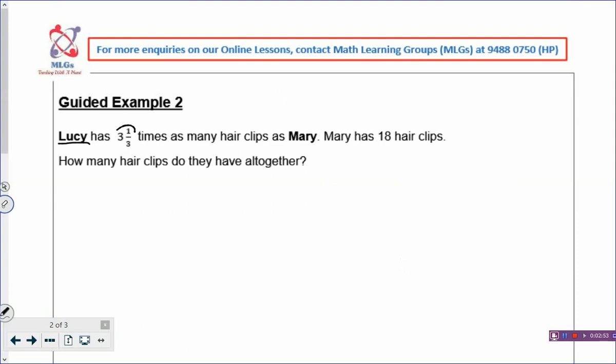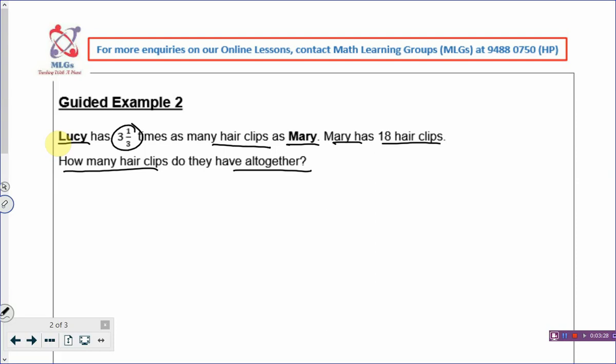Lucy has 3 1/3 times as many hair clips as Mary. So this fraction, or the mixed number, as we call it, refers to two different persons. And Mary has 18 hair clips. So how many hair clips do they have all together? In this problem, you can see that there's a mixed number, and Lucy has 3 1/3 times as many hair clips as Mary. So you have two different types, or two different sets, or two different persons.